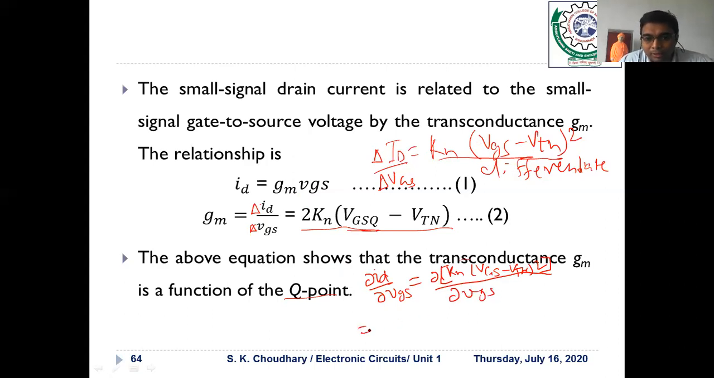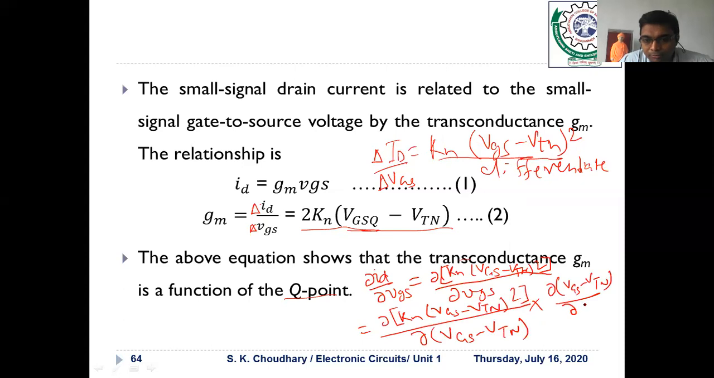So you have to further write like this, note it down also, it would be helpful for you to understand. Here the depending parameter is what? This is constant, this is constant. You can write like this: del of VGS minus VTN multiplied by del of VGS minus VTN upon del of VGS.